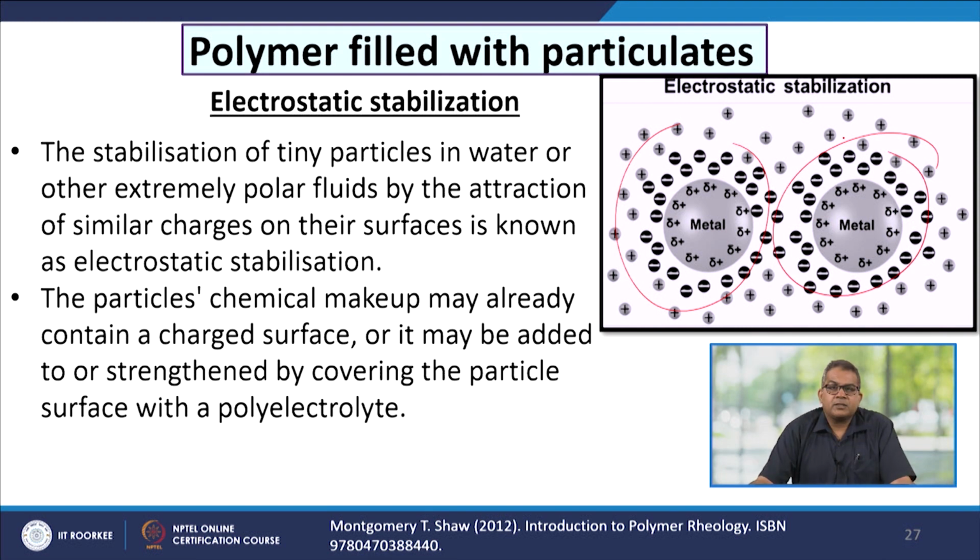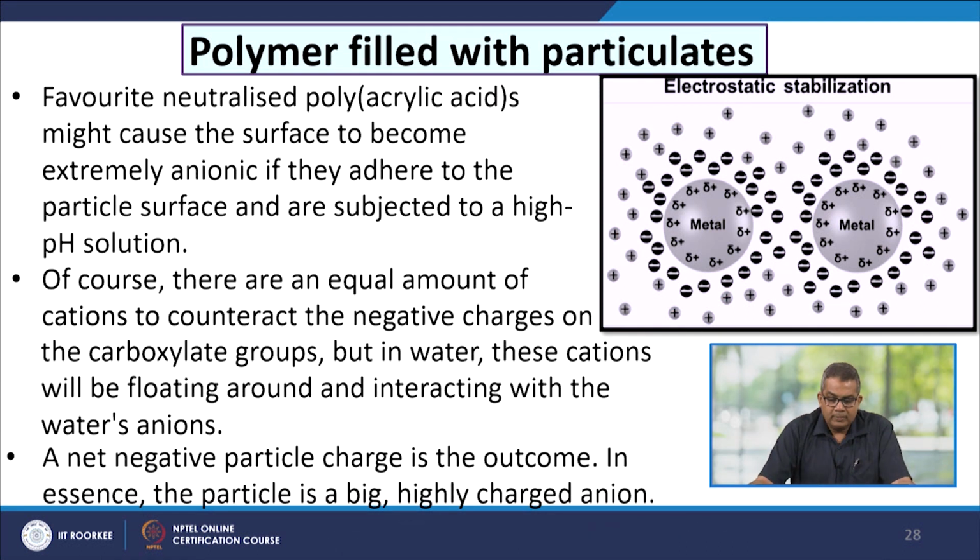Now the particle's chemical makeup may already contain a charged surface, or the charge may be added or strengthened by covering the particle surface with a polyelectrolyte. A favorite is neutralized polyacrylic acid. This may cause a surface to become extremely anionic if it adheres to the particle surface and is subjected to a high pH solution.